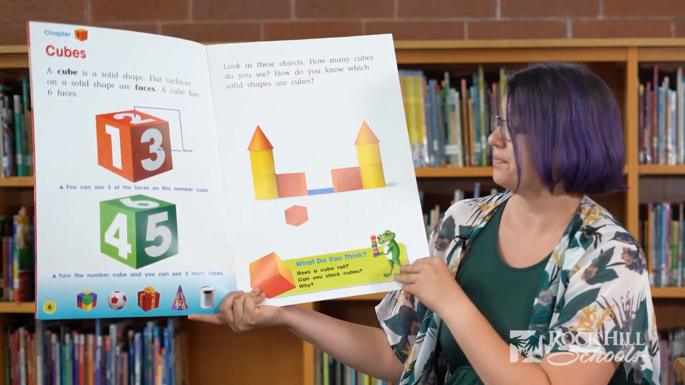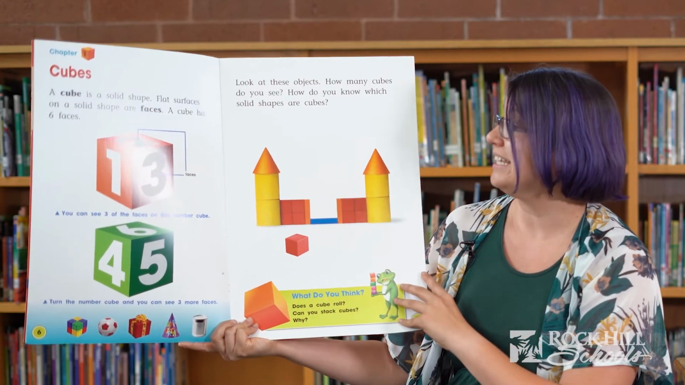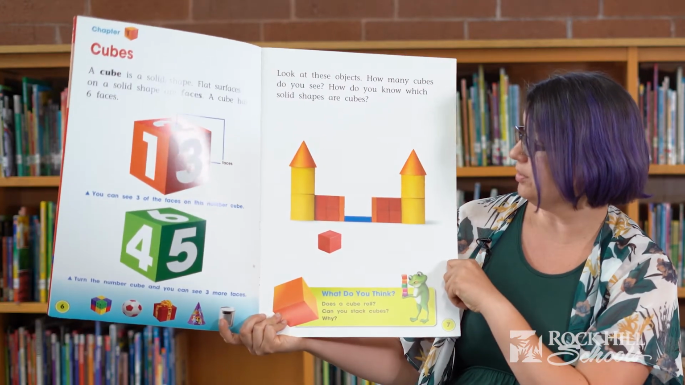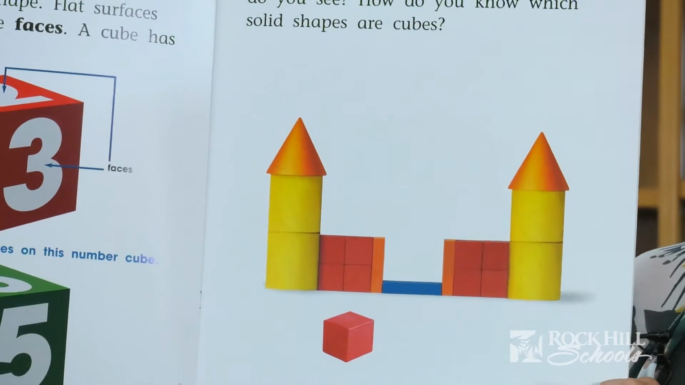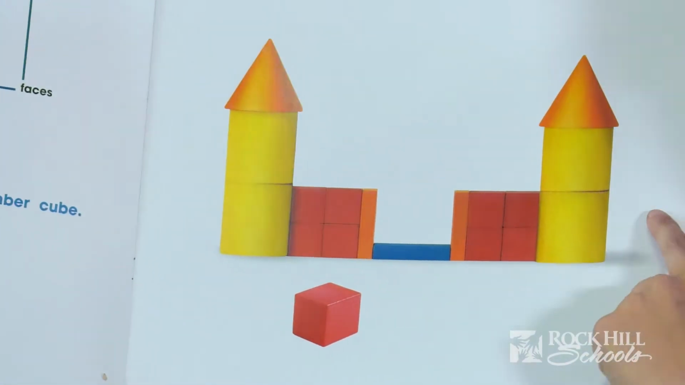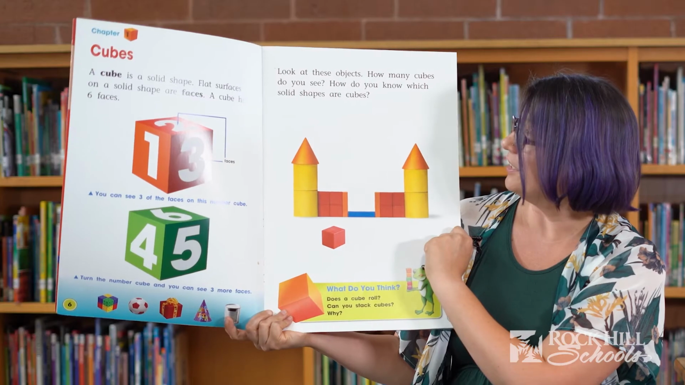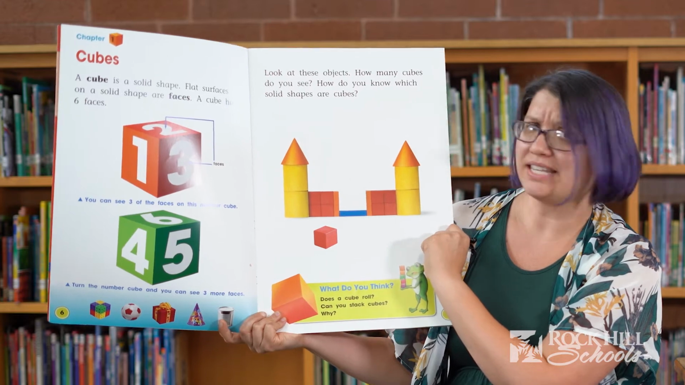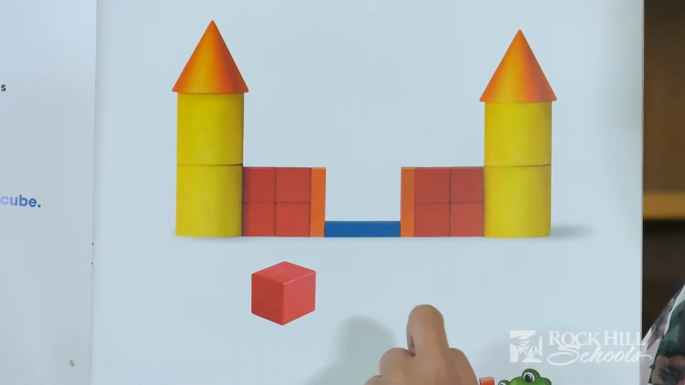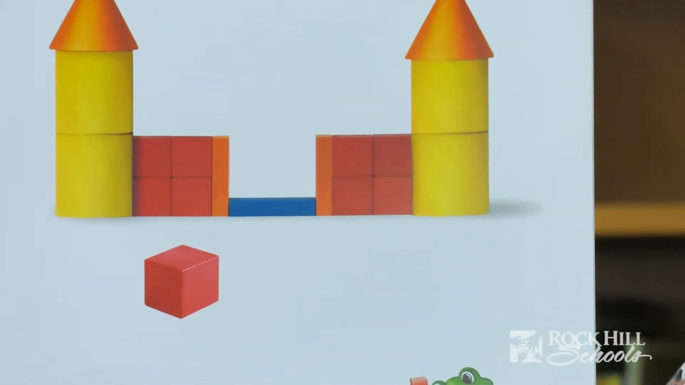Those are cubes. Look at these objects. How many cubes do you see? Oh, let's look. Look at this castle part right here. Do we see any cubes? What color are the cubes? Red, good. The red ones are cubes. See those red cubes? Very good. It says how many cubes? Let's count them. 1, 2, 3, 4, 5, 6, 7, 8, 9.